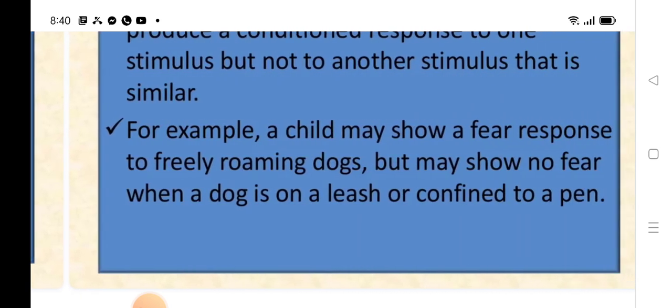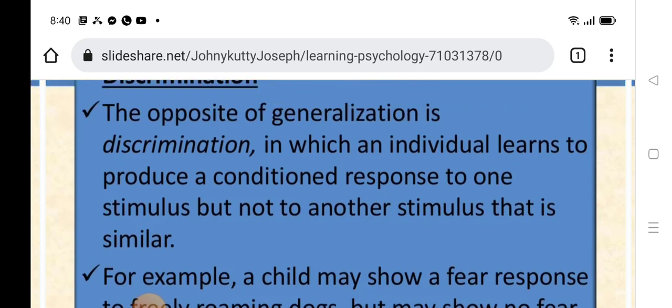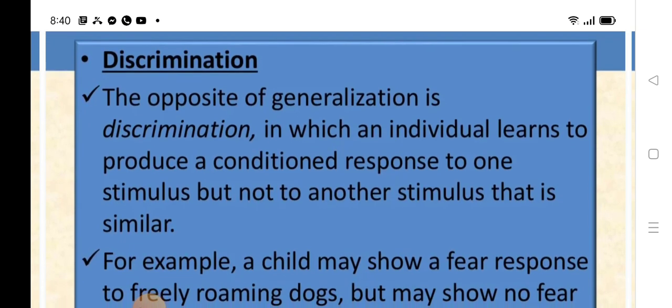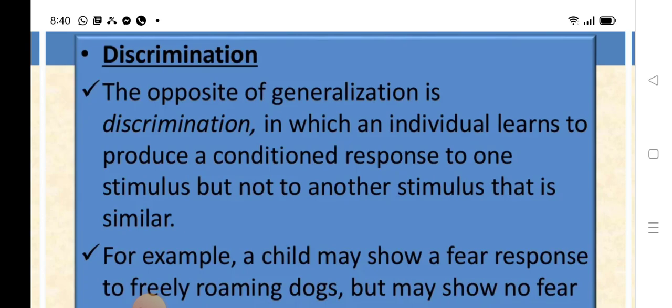Here I'm having what? Discrimination. What does it mean, discrimination? Let's see together and understand this together. It is the opposite of generalization. Okay, guys, discrimination is when an individual learns to produce a conditioned response to one stimulus but not to another stimulus that is similar. Can you give us an example?